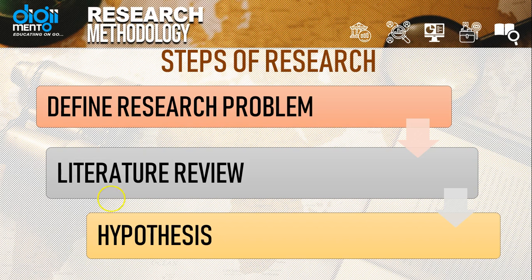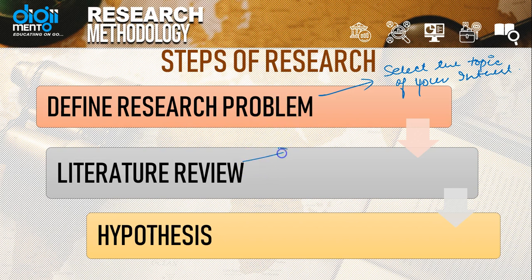So the first one is define research problem. In defining the research problem, you are going to select the topic of your interest first. The foremost and the first part is just to select the topic in which you want to do research, right? Now the second step is literature review. So go through all the literature and find out the research gap, like what difficulties previous researchers faced, and what researches are pending.